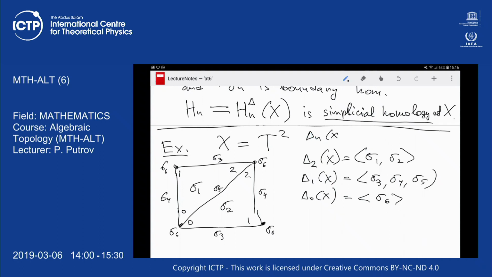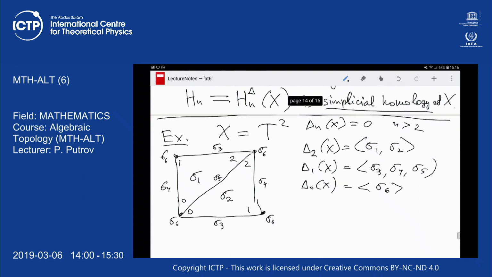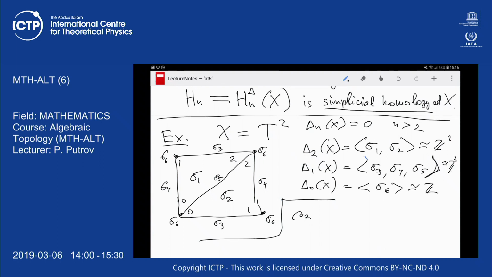And for n greater than 2, this is trivial because there is nothing else. So as abelian groups, this is isomorphic to Z squared, this is isomorphic to Z cubed, and this is isomorphic to Z. Now we want to consider the boundary homomorphism. Again, it's enough to define it on generators.